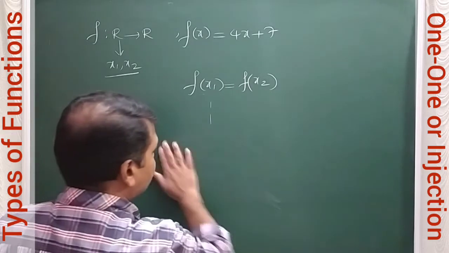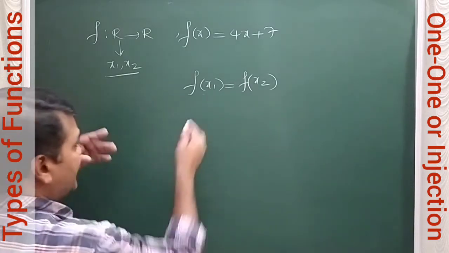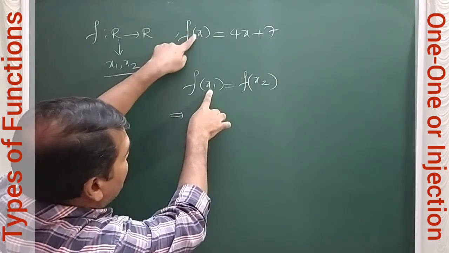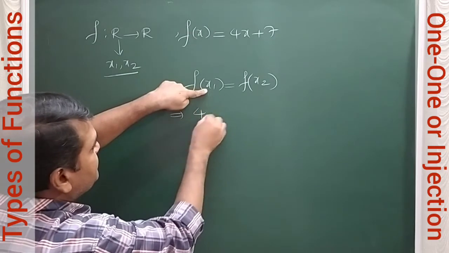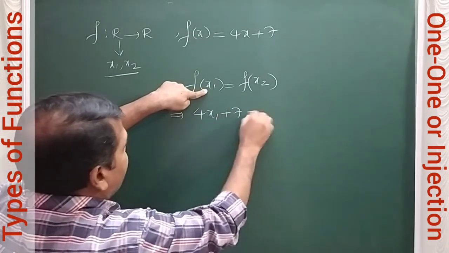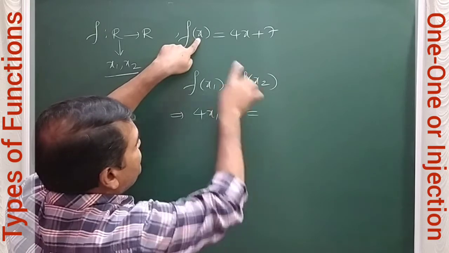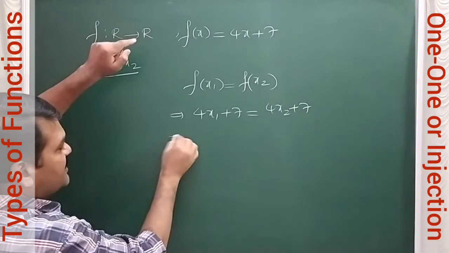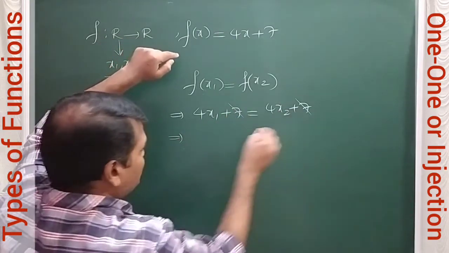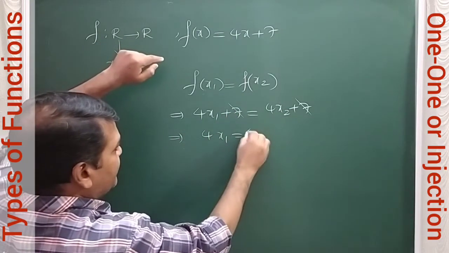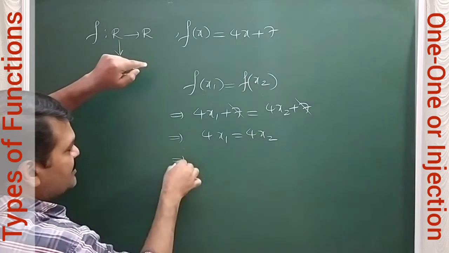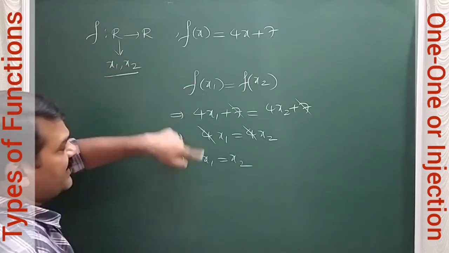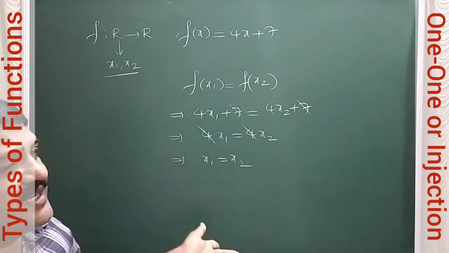Okay, let us check. So let us start with f of x1. This is the function, no? Replace x with x1: 4x1 plus 7. Now f of x2: replace x with x2: 4x2 plus 7. Simplify both sides. 7 I can remove, so 4x1 is equal to 4x2. On both sides 4 I can remove. So we got x1 is equal to x2. Therefore it is clearly a 1-1 function.